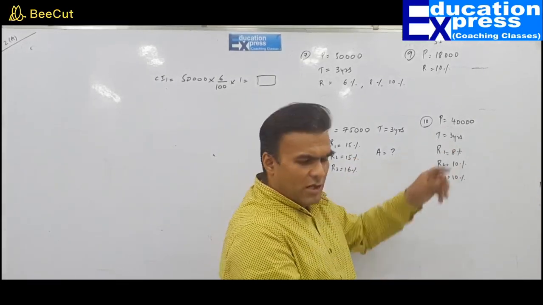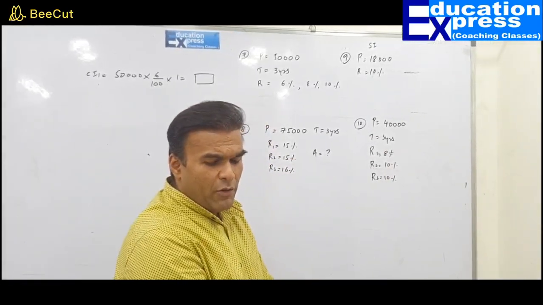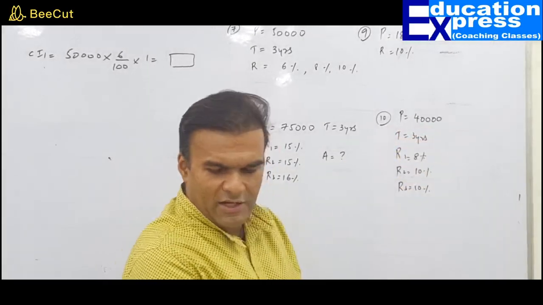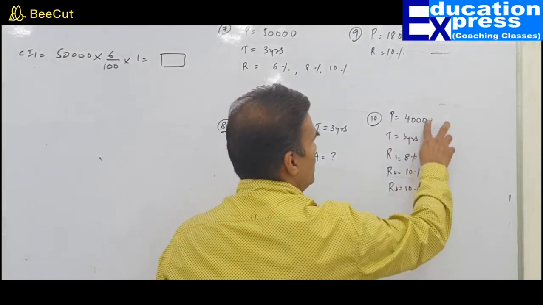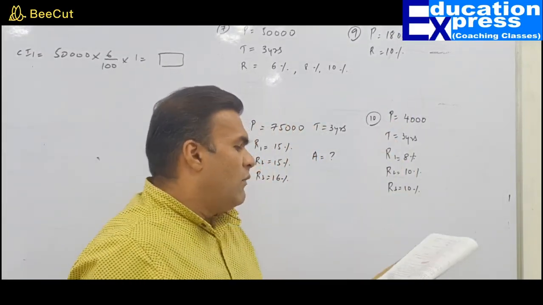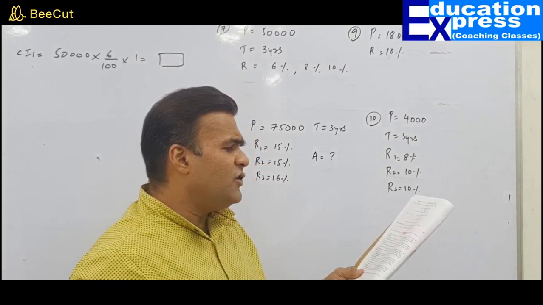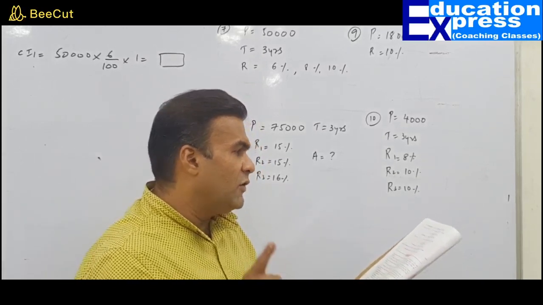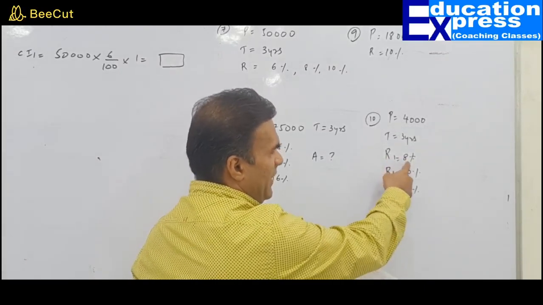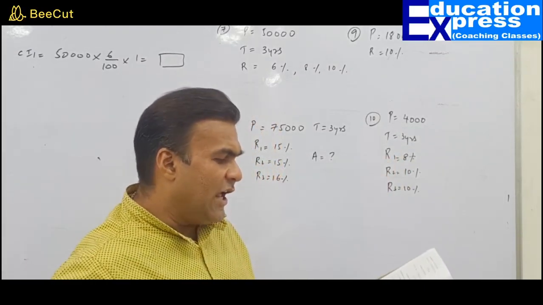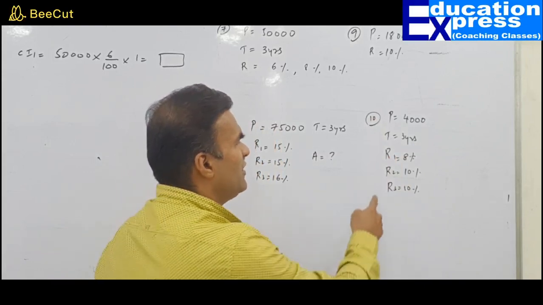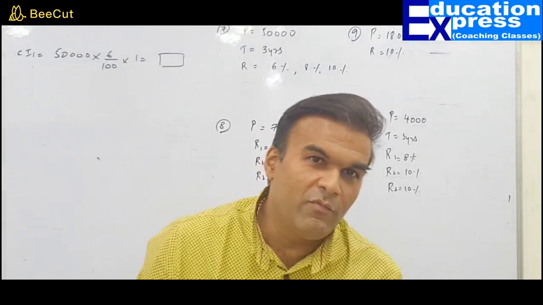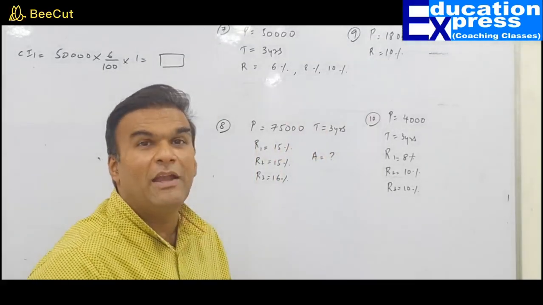What about question number 10? Same question. Read question number 10. Find the compound interest on rupees 4,000. By mistake I wrote 40,000, I'll erase the 0. It's 4,000. For 3 years, the rate of interest is 8% for the first year, and 10% for the second and the third year. So my dear friends, very simple and a systematic question.